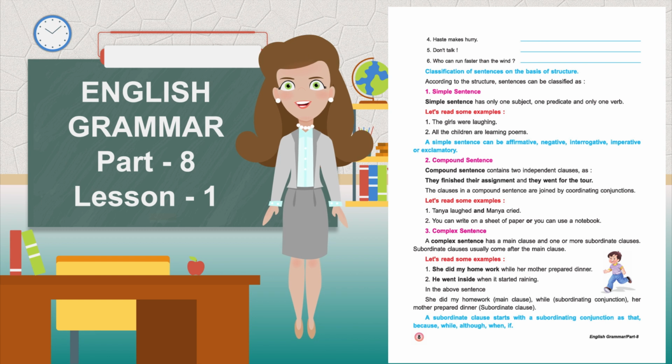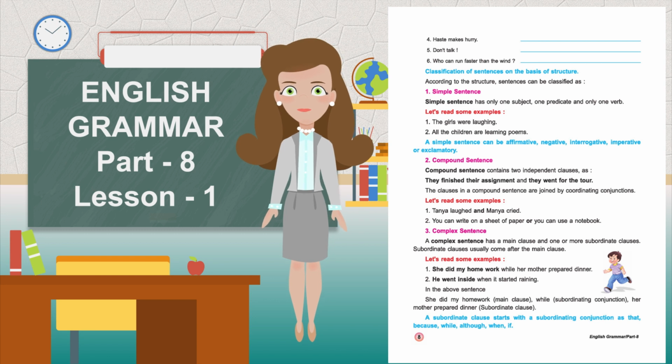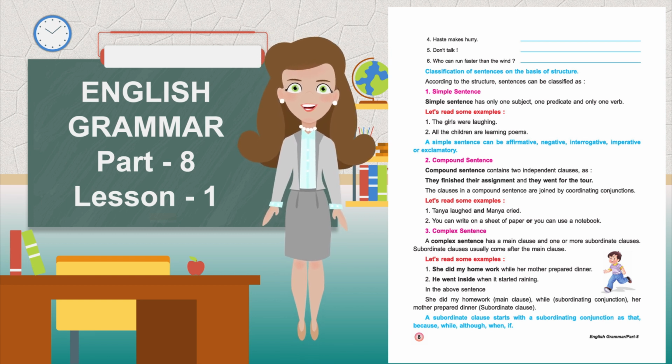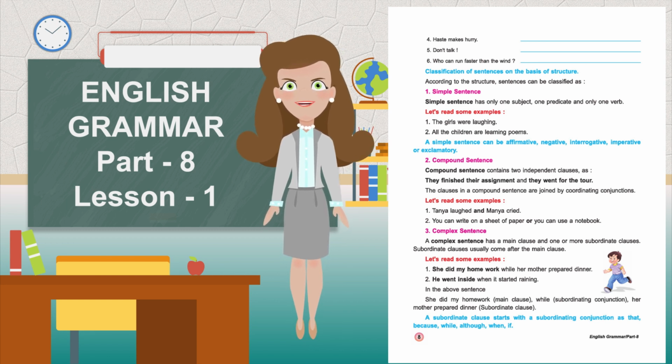Third, complex sentence. A complex sentence has a main clause and one or more subordinate clauses. Subordinate clauses usually come after the main clause. Let's read some examples. She did my homework while her mother prepared dinner. He went inside when it started raining.